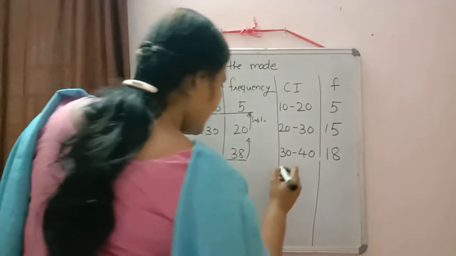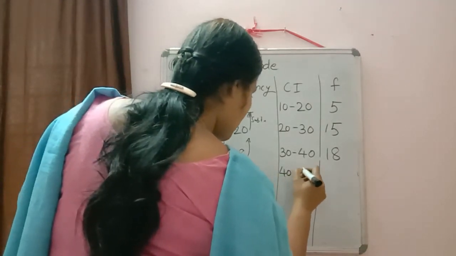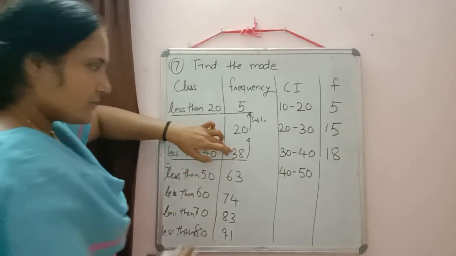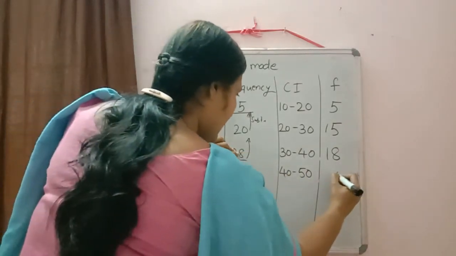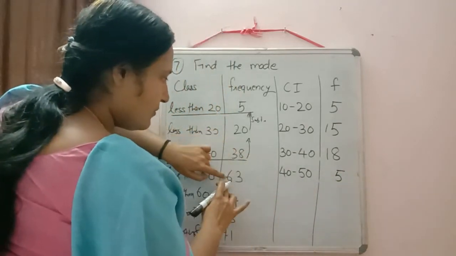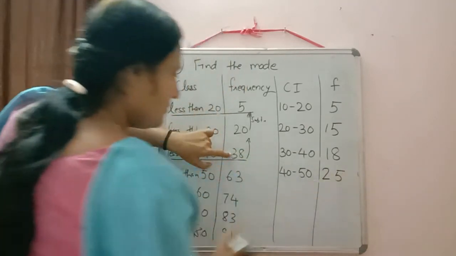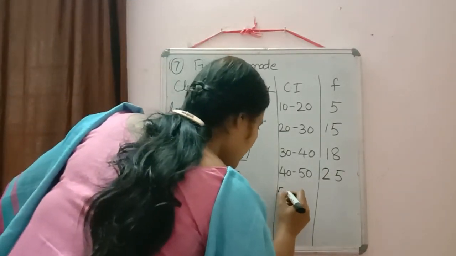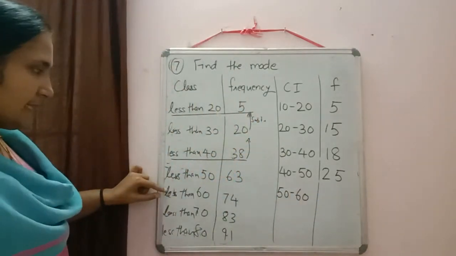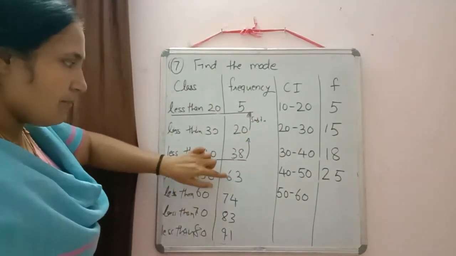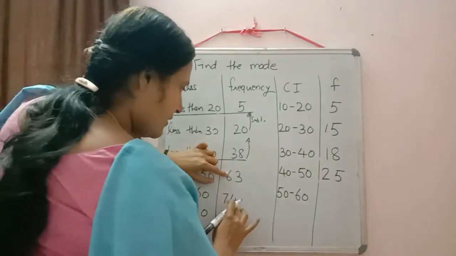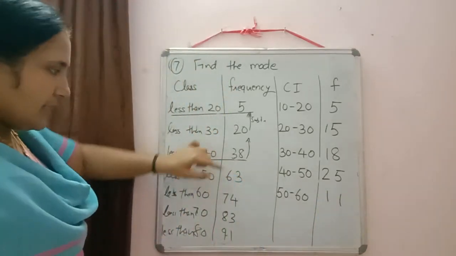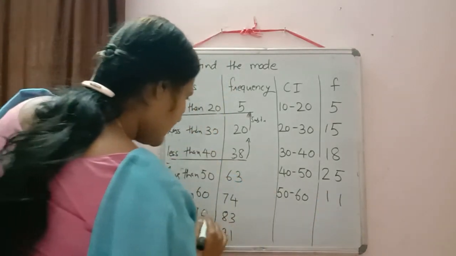Then next less than 50. So it will come 40 to 50. How we will do? 63 minus 38. So it will be equal to 25. Then next less than 60. So it will come under the category 50 to 60. 74 minus 63, that will be 11.